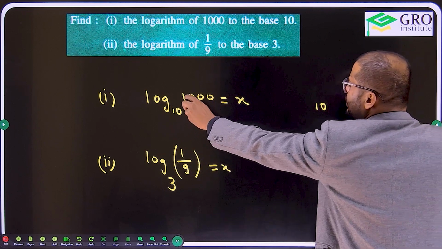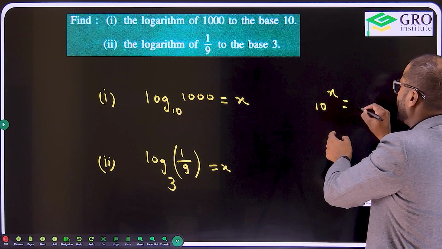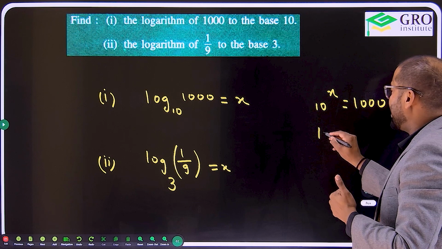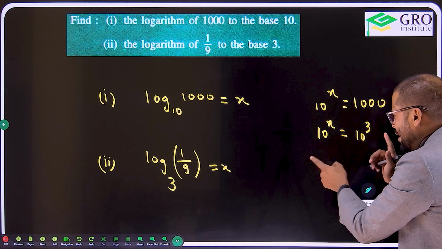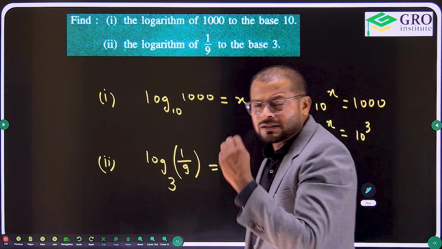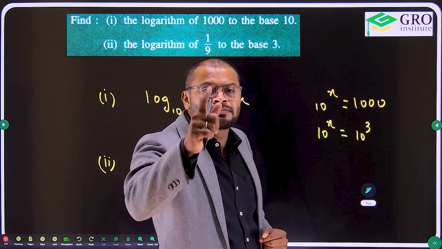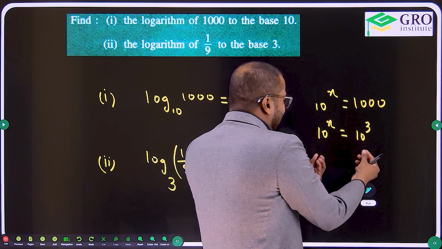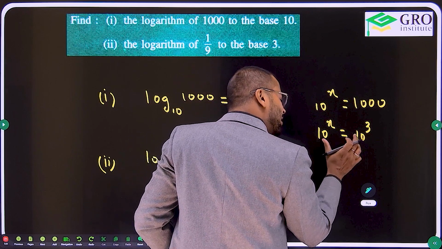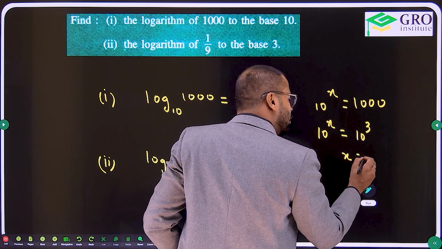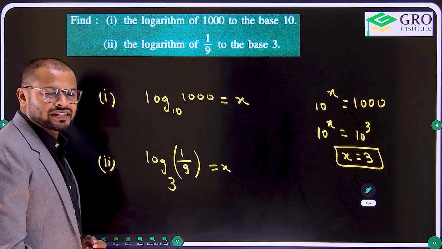So log of 1000 having base 10 is x. So 10 to the power x is equal to 1000, right? 10 to the power x is equal to, this can be written as 10 to the power 3. The property of exponents says that when the bases are the same, the powers are equal. What is the property of exponents? Whenever the bases are the same, powers are equal, right? When both the bases are the same, x is equal to 3. So this is the answer for the first question. Yes or no? I hope it is clear, right?